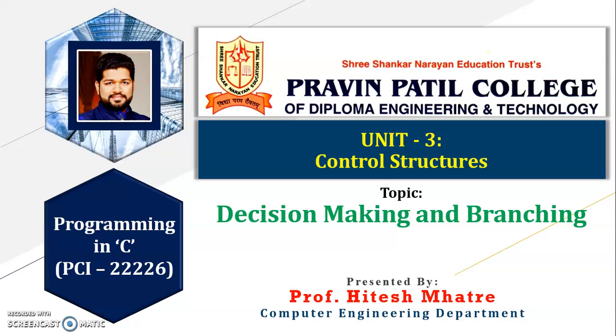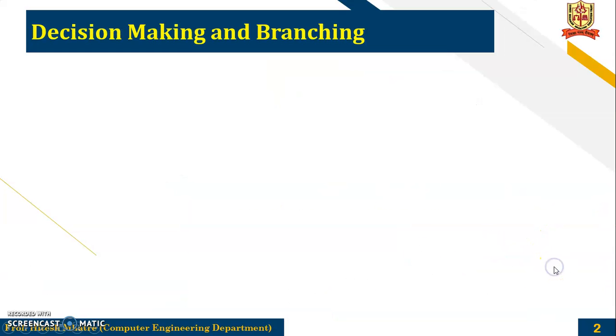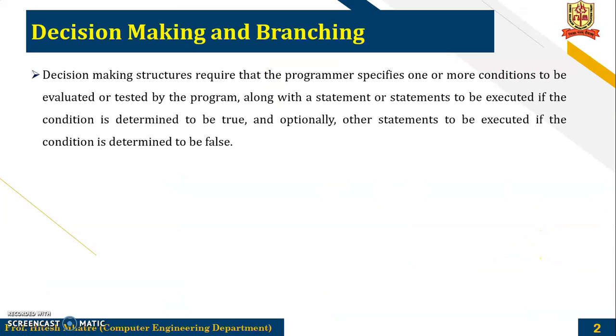Today we are going to learn about unit number 3, control structures, and the topic is decision making and branching. Decision making structures require the programmer to specify one or more conditions to be evaluated or tested by the program, along with a statement or statements to be executed if the condition is determined to be true, or optionally other statements to be executed if the condition is determined to be false.